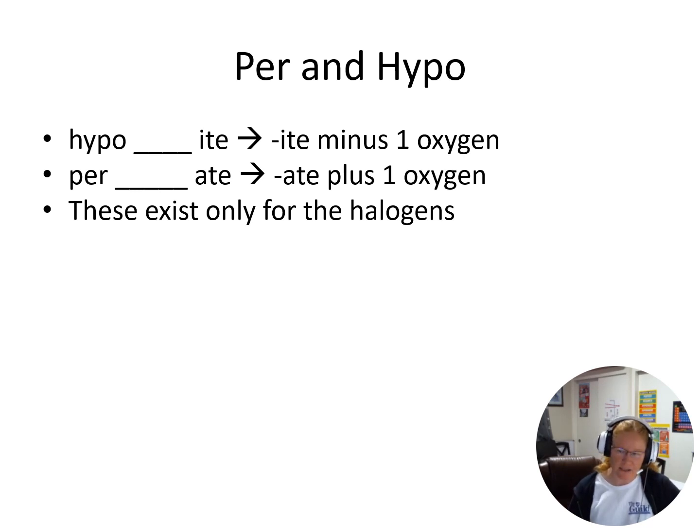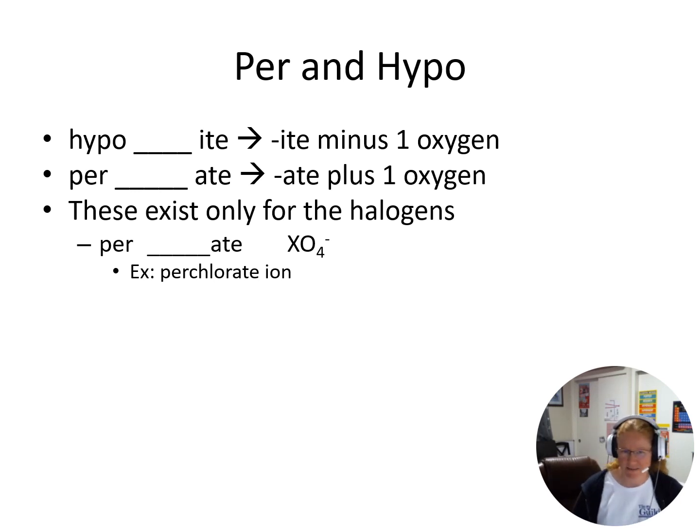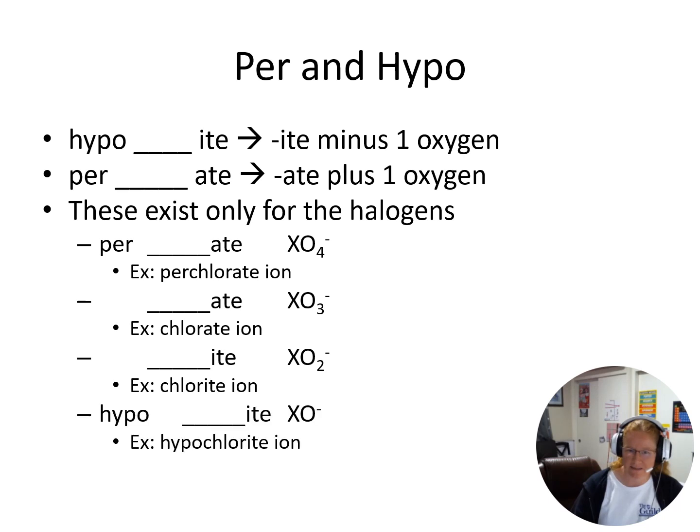So for our halogens, we add in some prefixes. Hypo, with the ite ending, we have 1 fewer oxygen. So this is going to be a single oxygen. And then when we need more oxygens, we add per, and we add 1 oxygen. So this will be our halogens with an O4. All right, so again, this is only for the halogens. And so perate, and then we just get ate, ite, and hypoite.